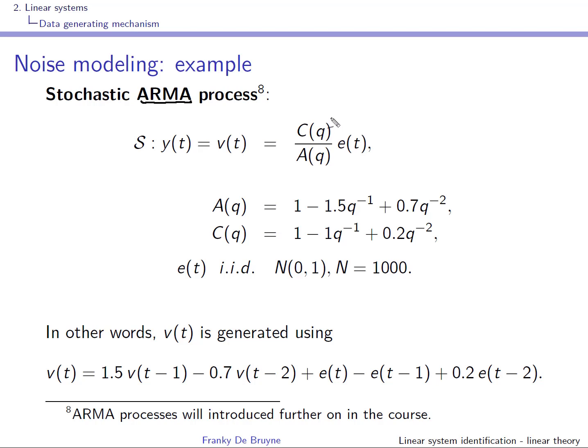For the moment, it suffices to know that this is really the noise model, and that this noise model is a transfer function with on the numerator a C polynomial and on the denominator an A polynomial. e(t) here is white noise, and the mean is 0 and the variance is 1. So this type of process is generated using this equation here.